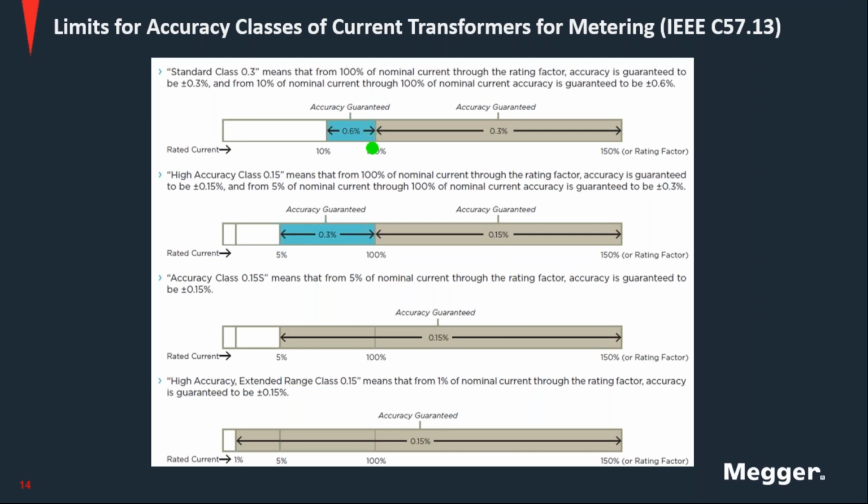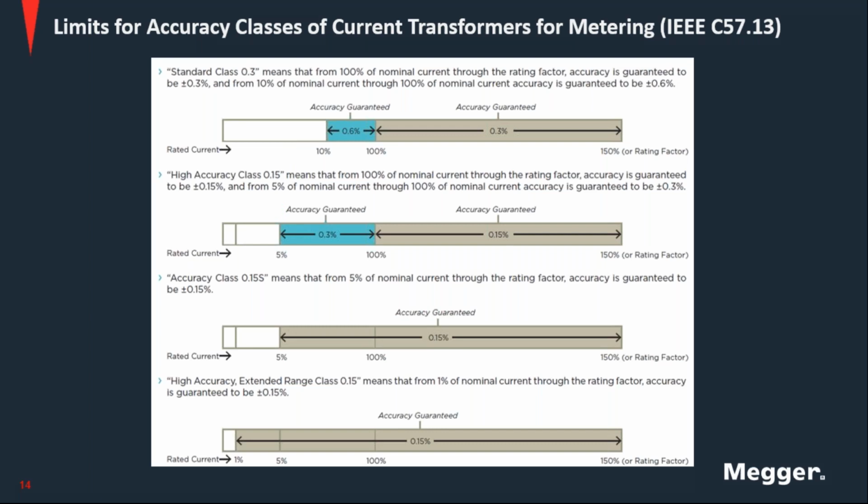And this only happens down to 10% of the voltage or the load. In this case it is for current transformers, so the load. If the load goes lower than this, the accuracy is not guaranteed. So the CT is not going to perform well under those conditions.